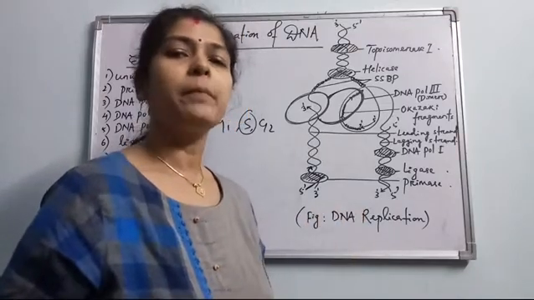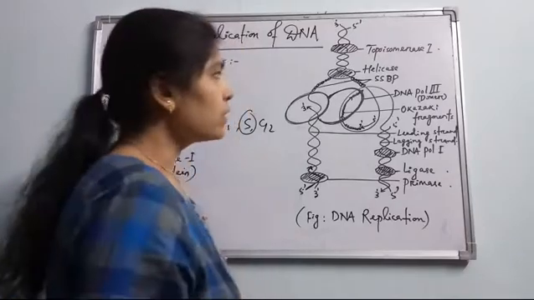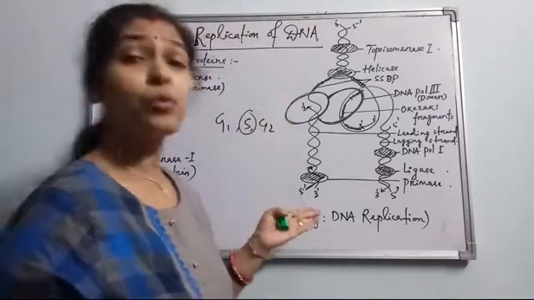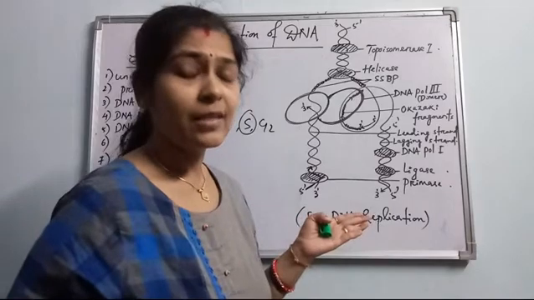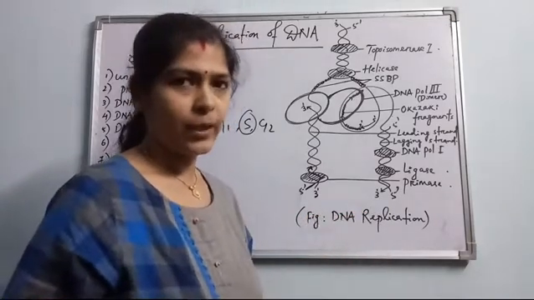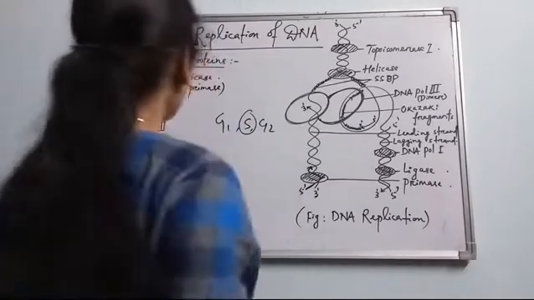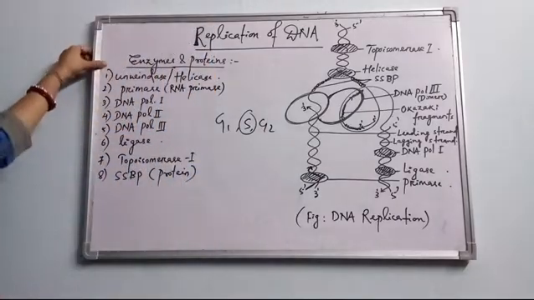Then how does DNA replication occur? What are the enzymes involved in DNA replication, and what is the replication process, the mechanism of DNA replication? Let's discuss. We will discuss today the prokaryotic DNA replication. So what are the enzymes of DNA replication first? Enzymes of DNA replication, and one protein is also there.